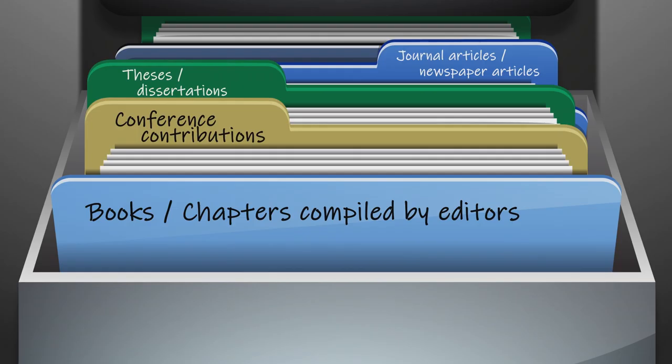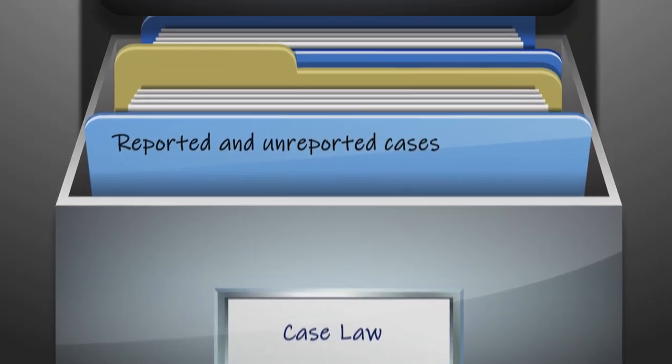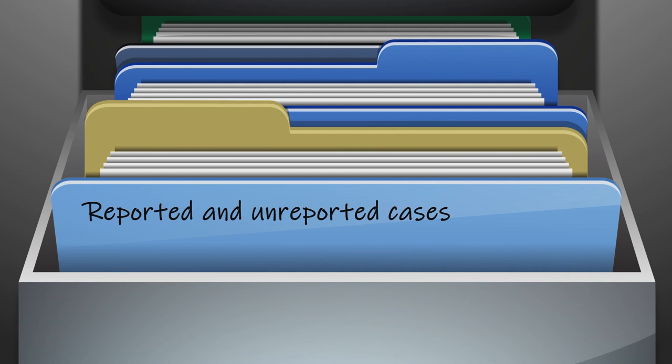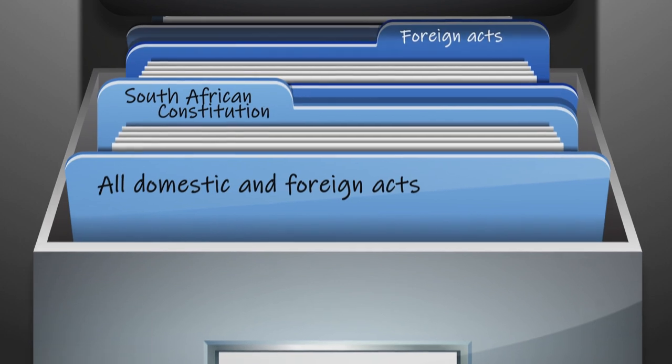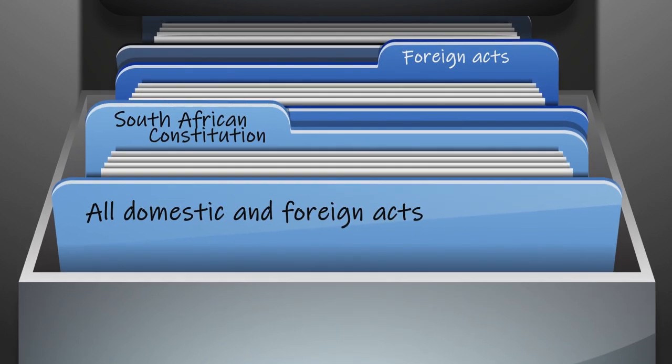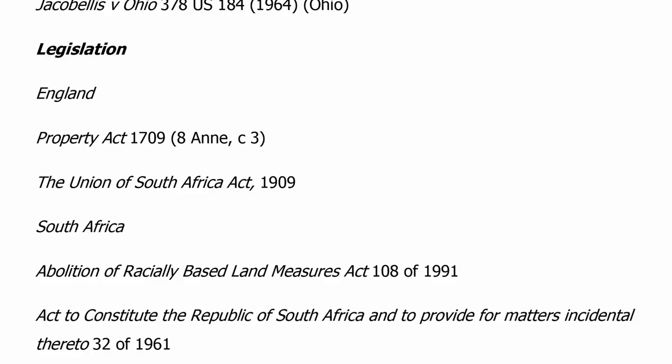Under this subheading, you should list all books, chapters in books compiled by editors, conference contributions, theses and dissertations, journal articles, and newspaper articles. The second drawer contains all the case law you use to substantiate your argument. Now for the third drawer, legislation. Legislation includes all acts, also referred to as statutes. These include the Constitution of the Republic of South Africa and acts of foreign countries.